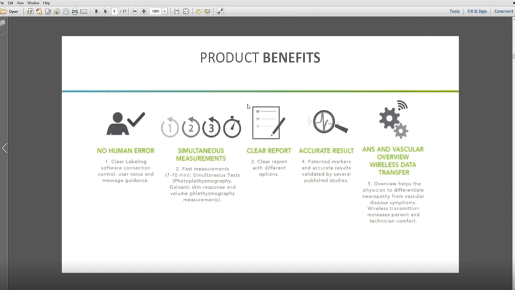So let me just point out a few benefits. So the product is non-invasive. Okay, the software is very intuitive. It's easy to use. The measurements are all simultaneous. The report is clear. You'll see that. The results are accurate based on our patented markers, as well as validated by a variety of clinical studies. And the system is simple for the technician. Since it's wireless, it makes it much easier for the technician to perform the tests.